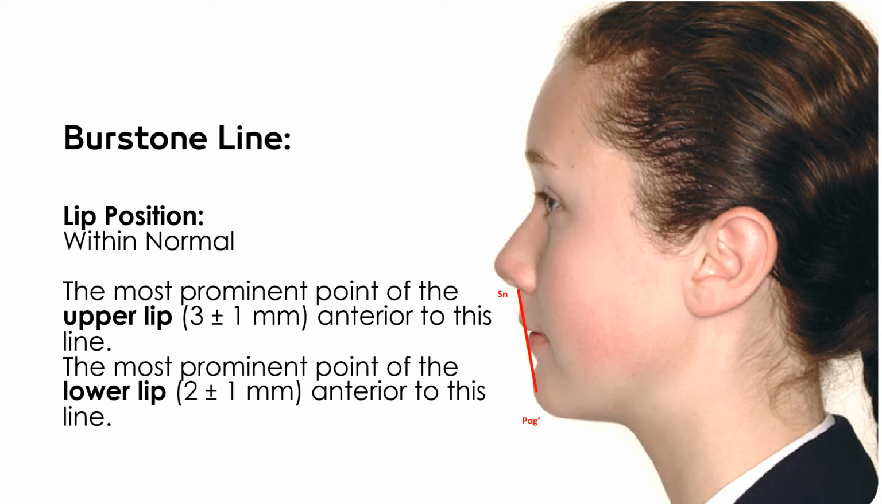Burstone line. The lip position is within normal. The most prominent point of the upper lip is 3 mm, plus or minus 1 mm, anterior to this line. The most prominent point of the lower lip is 2 mm, plus or minus 1 mm anterior to this line.